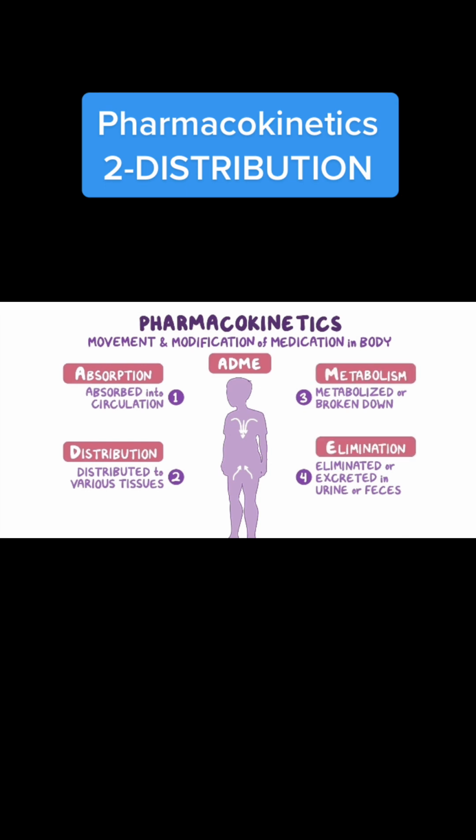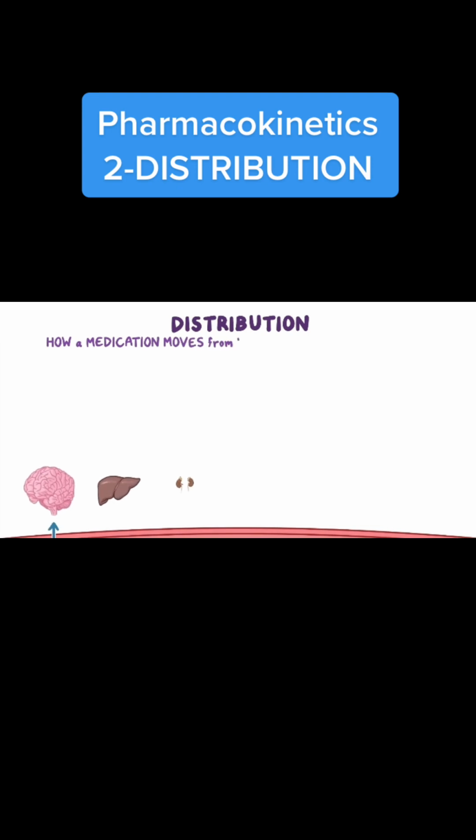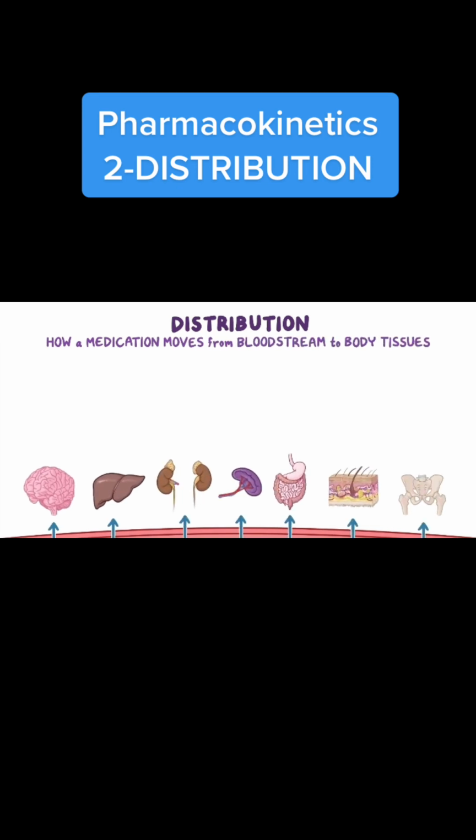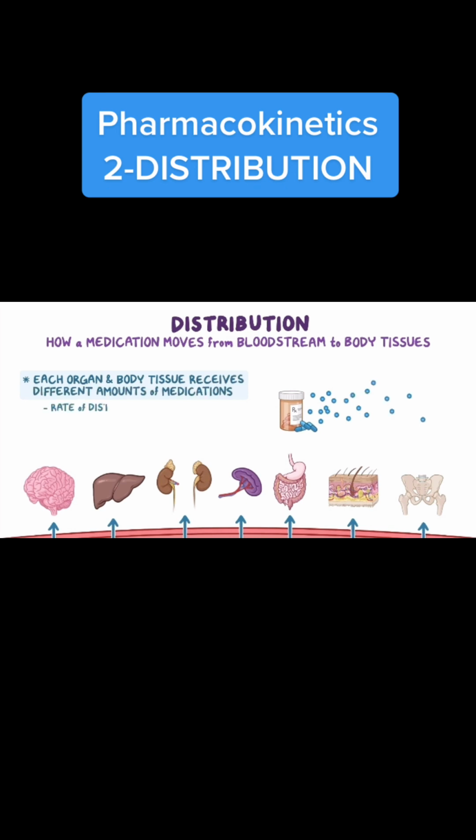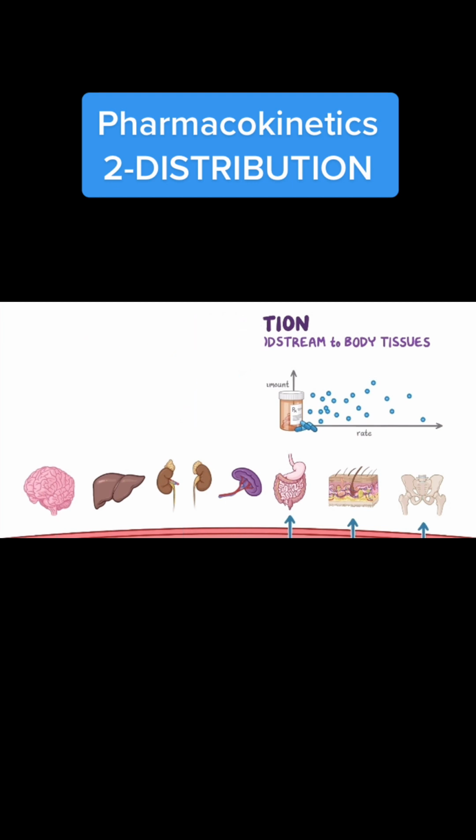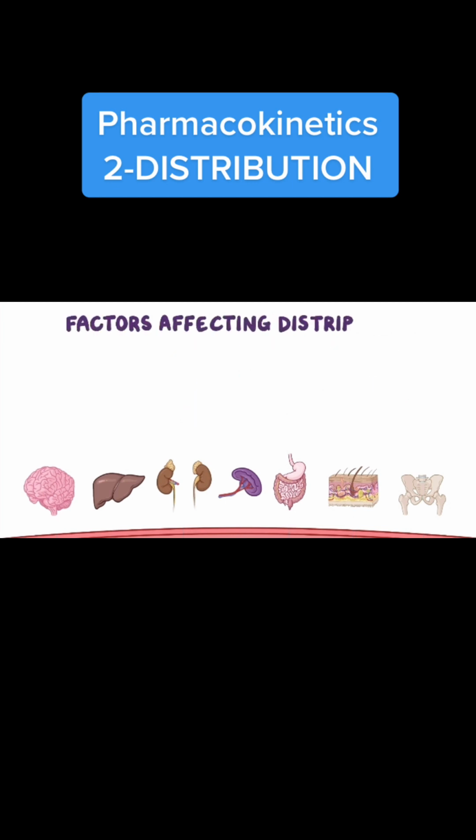elimination. Now, we're going to focus on the second step of pharmacokinetics, so distribution, which refers to the process of how an absorbed medication moves from the bloodstream to body tissues. Now, each organ and body tissue receives different amounts of medications, and the rate of the distribution, or how quickly this process occurs, as well as the extent of the distribution, or how much of that medication reaches a body tissue, can be affected by several factors.